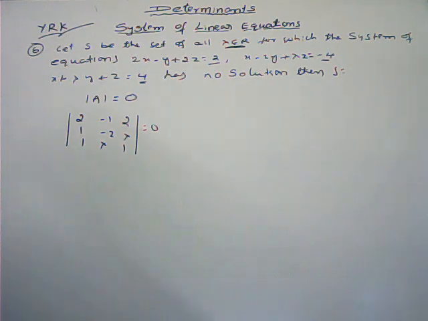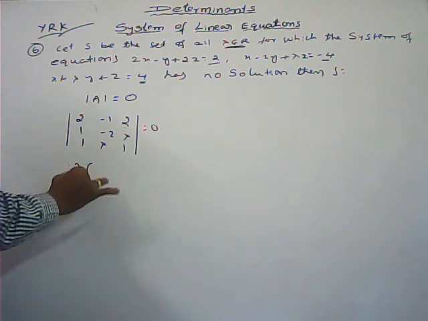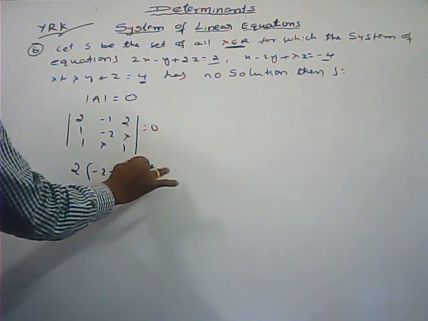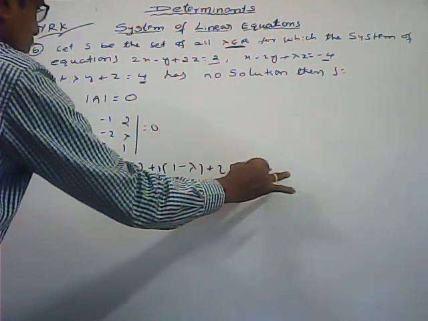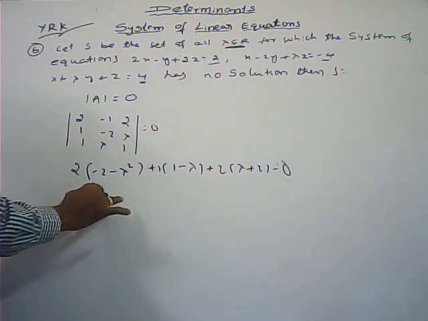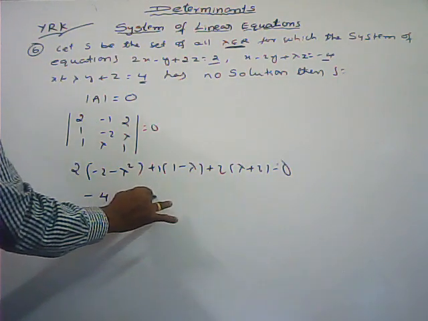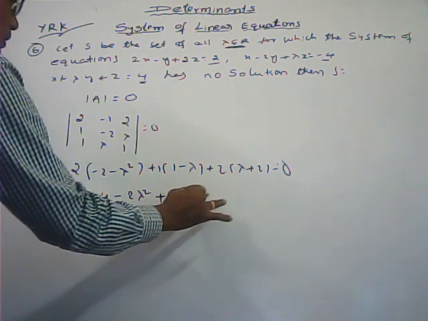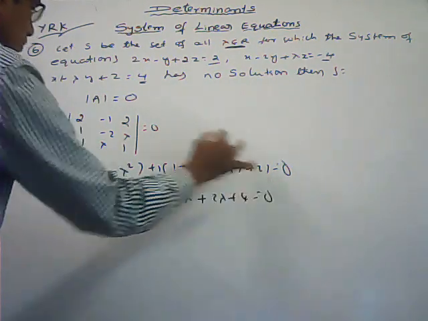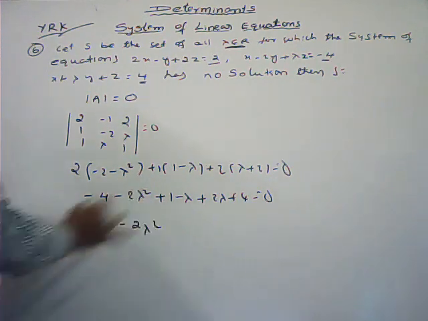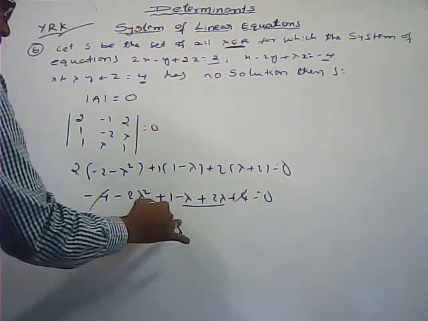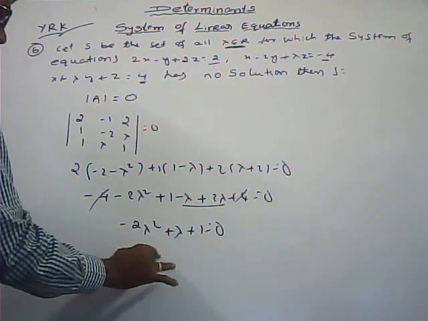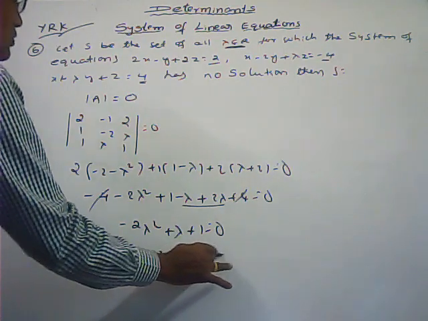Now we can check how many elements we are getting for lambda. Expanding this: minus 2 minus lambda square plus 1 into 1 minus lambda plus 2 into lambda plus 2 is equal to 0. Minus 4 minus 2 lambda square plus 1 minus lambda plus 2 lambda plus 4 is equal to 0. Minus 2 lambda square plus lambda, minus 4 plus 4 gets cancelled, plus 1 is equal to 0. So 2 lambda square minus lambda minus 1 equals 0.